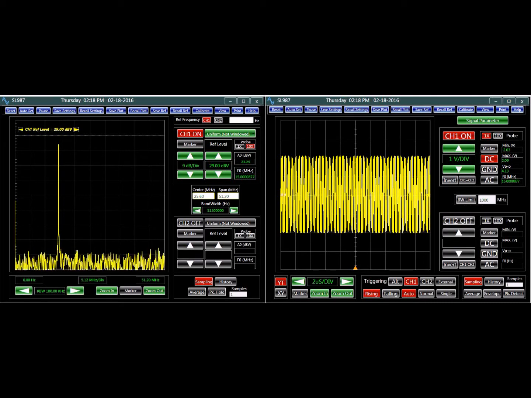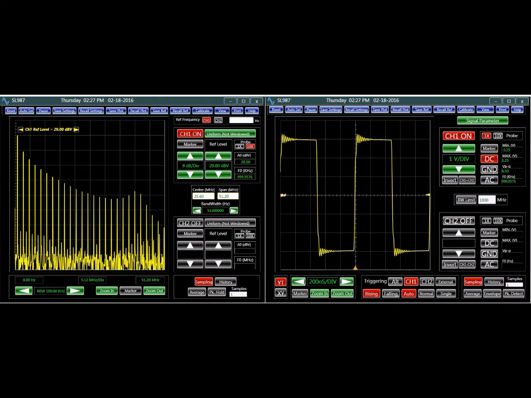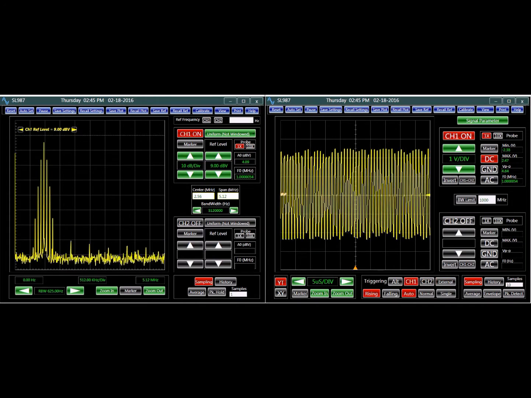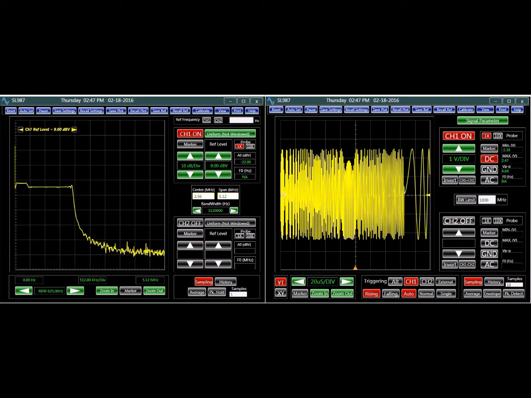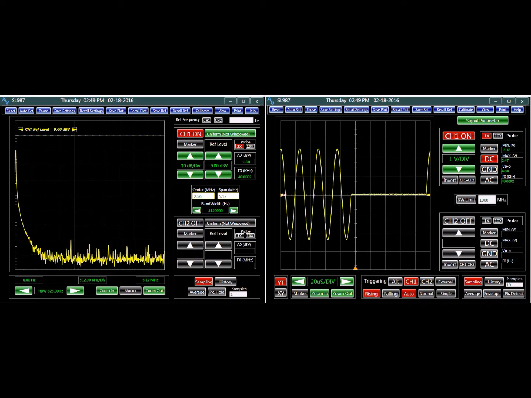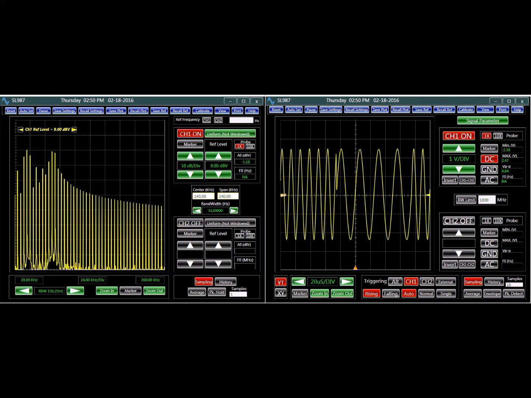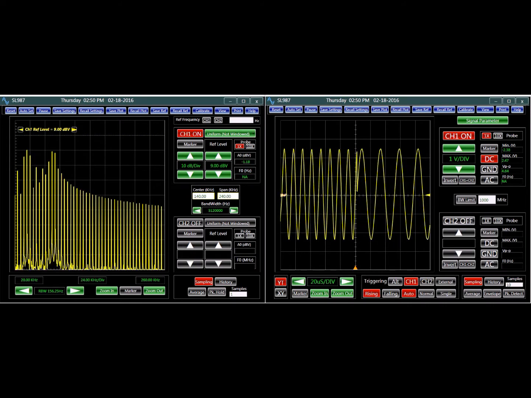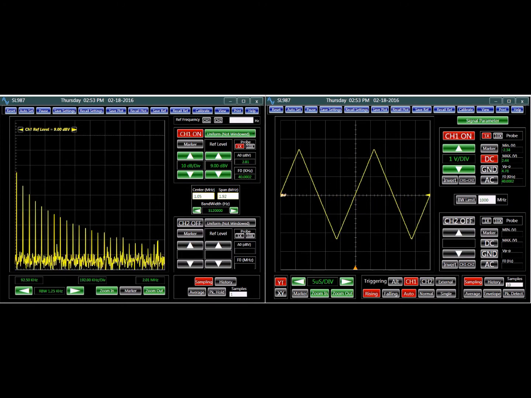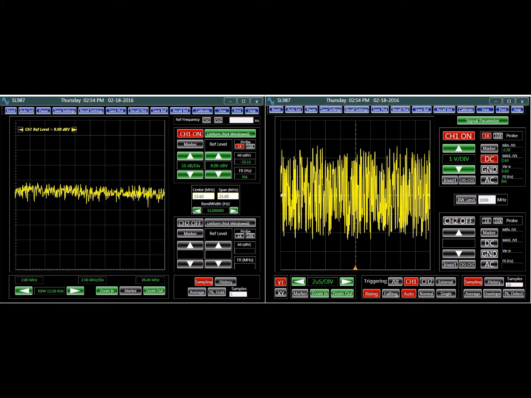Each signal has its own unique spectral plot. The frequency spectrum plots of a sine wave, square wave, AM function, FM function, swept signal, ASK (amplitude shift keying), FSK (frequency shift keying), PSK (phase shift keying), triangular wave, noise function.